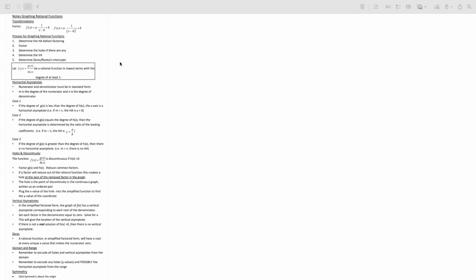Okay, now let's go ahead and try this one. Let's find this one. I want you to do a simple one: x minus 4 over (x plus 1)(x minus 1). Here, how are we going to graph it?